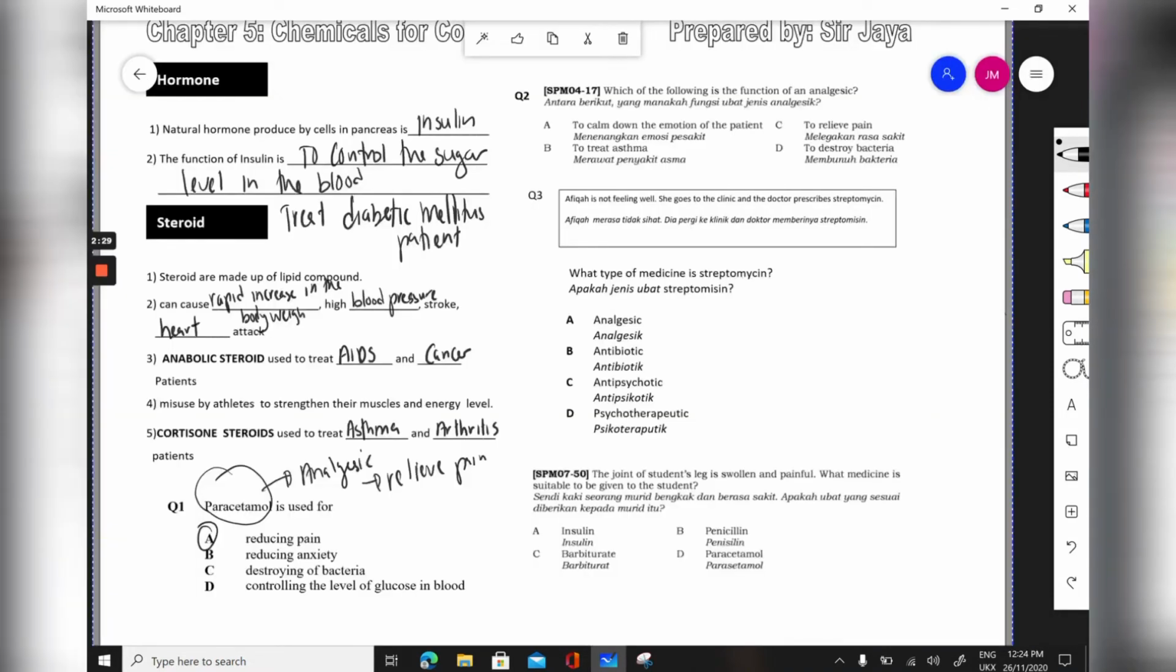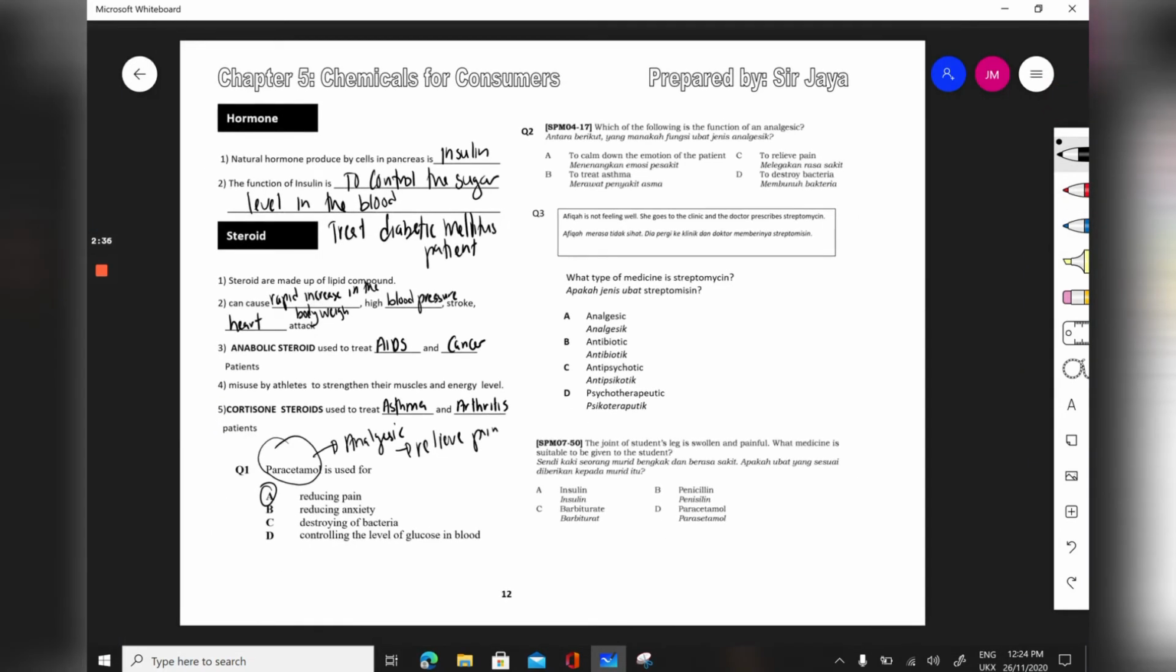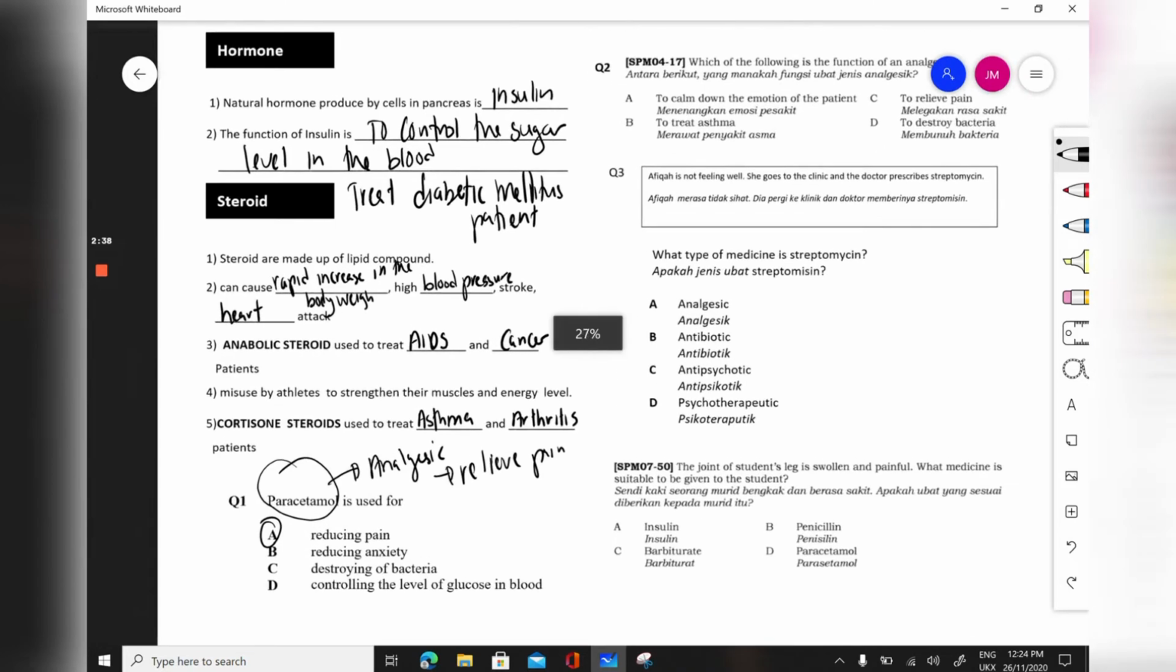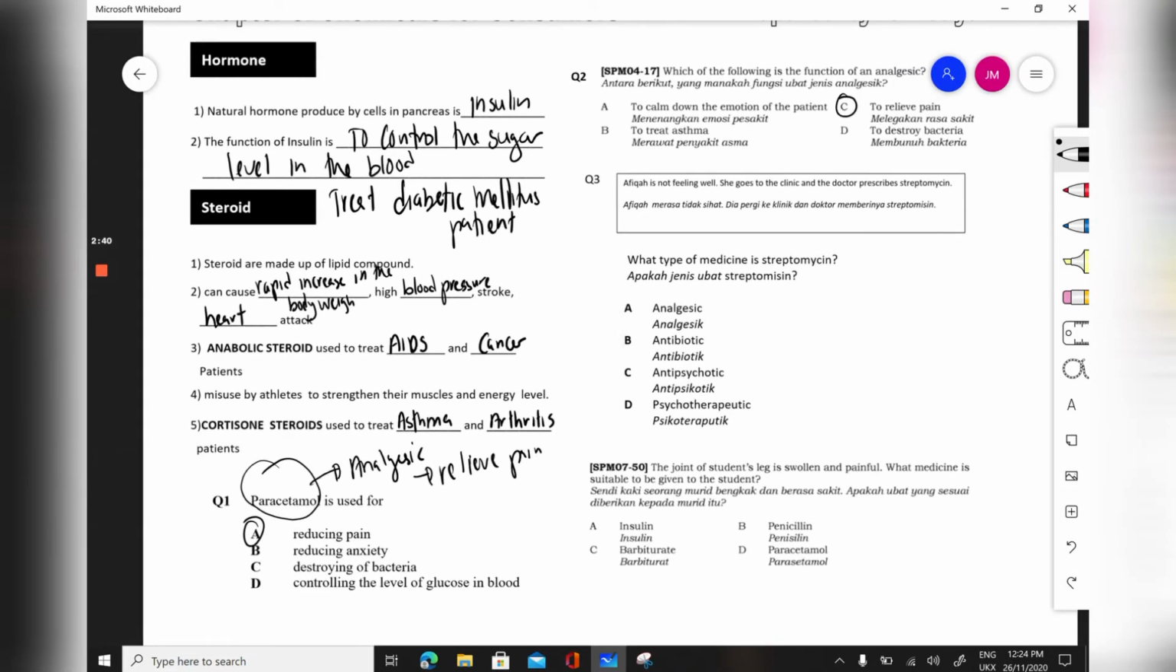The question number 2, which of the following is the function of analgesic? The function of analgesic is used to relieve pain. So the answer will be C.